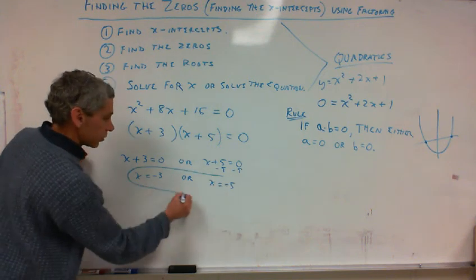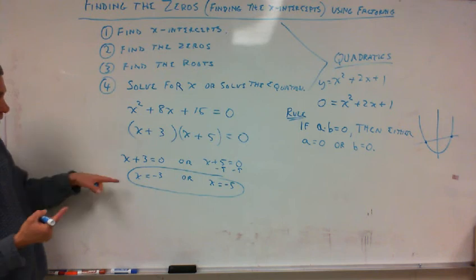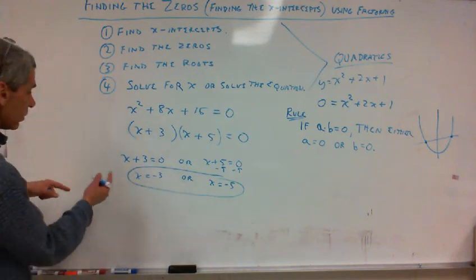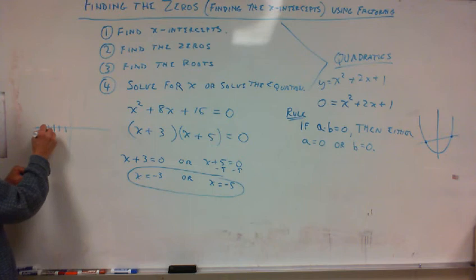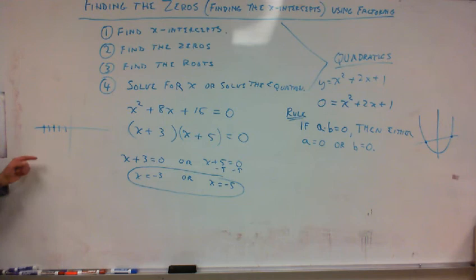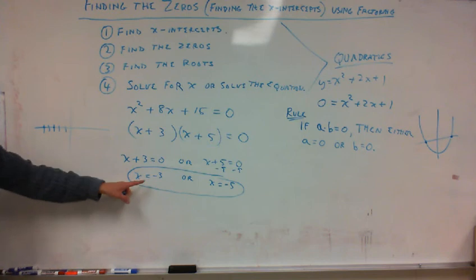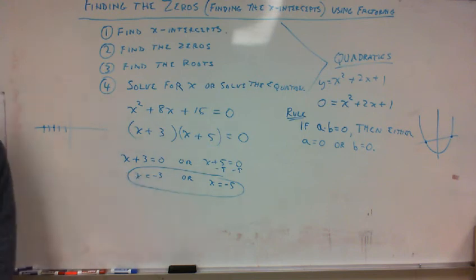And that's my answer. So I know immediately that if I were going to graph this, at 1, 2, 3, 4, 5, that's negative 5, boom, and negative 3, 1, 2, 3, boom. I know that's where it's crossing the x-axis. See what I mean? That's what I solved. That's what Liam solved for. Does that make sense?